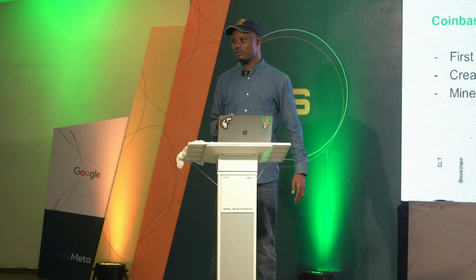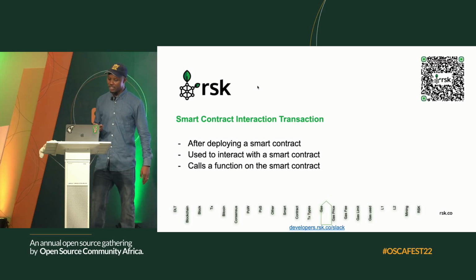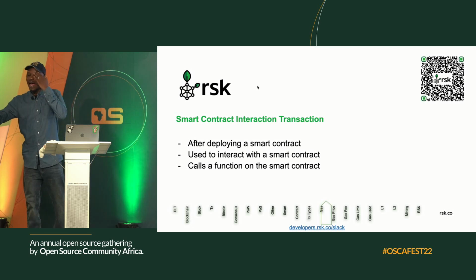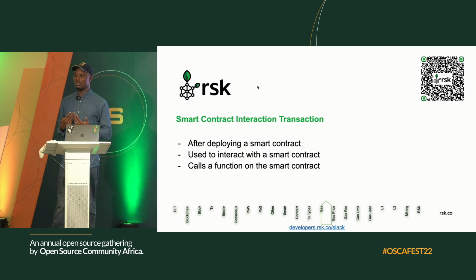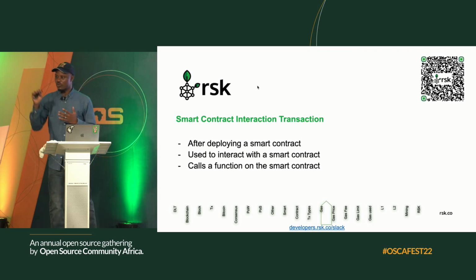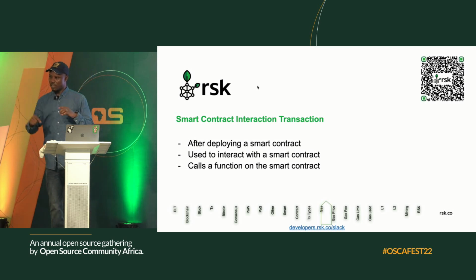Smart contract interaction transaction. After you write a smart contract, after you create it, you will deploy it on the blockchain, okay? And when predetermined conditions are met, they run automatically. So after deploying a smart contract, you need to interact with it. You need to call it to send tokens or do anything else. That is, you are interacting with the smart contract that has been deployed.